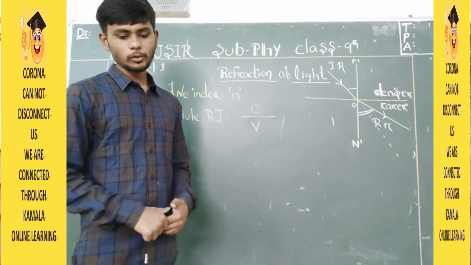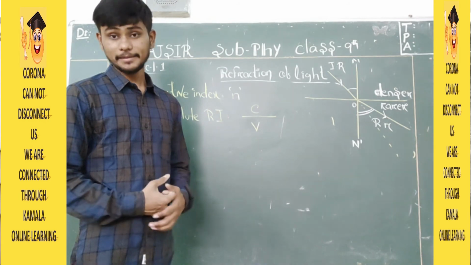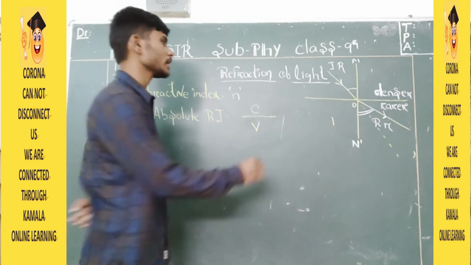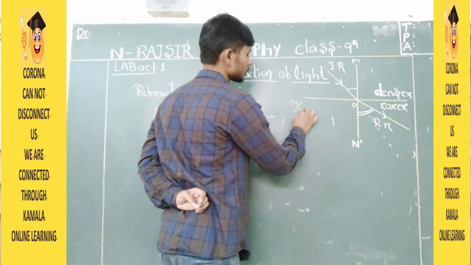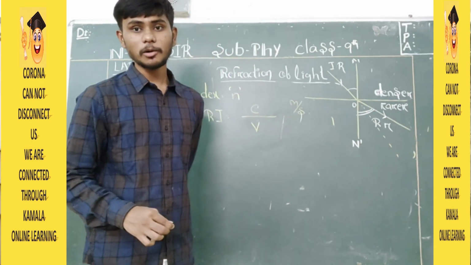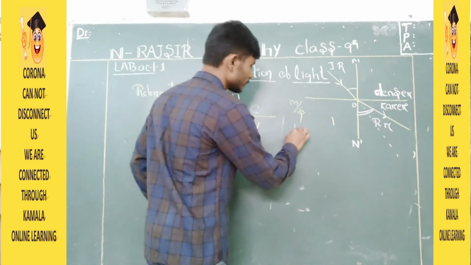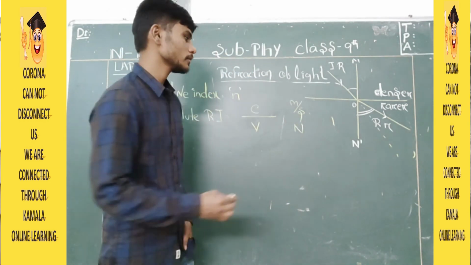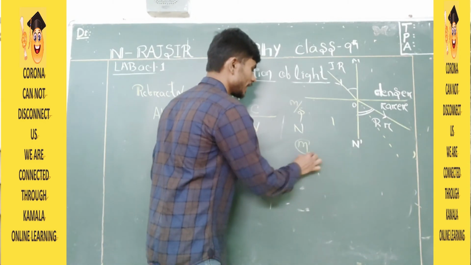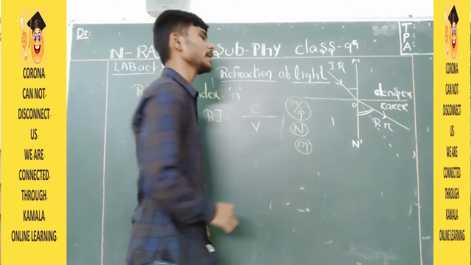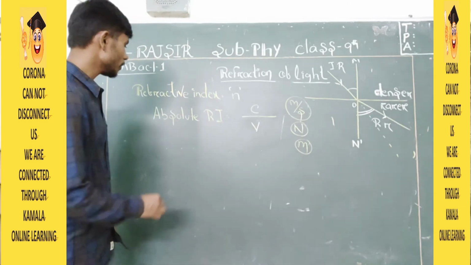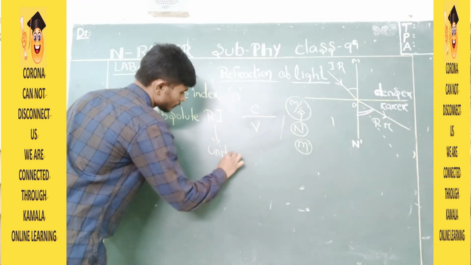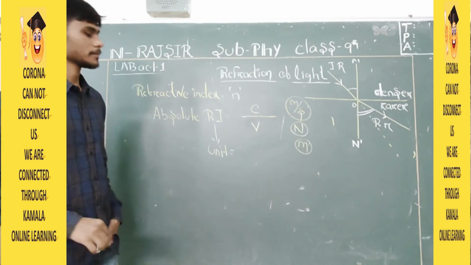It is a ratio between two similar physical quantities, so it is dimensionless in nature. Whenever we write speed, we give a unit, m/s. Whenever we talk about force, we say Newton. Whenever we talk about distance, we say meter. All physical quantities have units. What about the refractive index unit? What is the unit of refractive index?